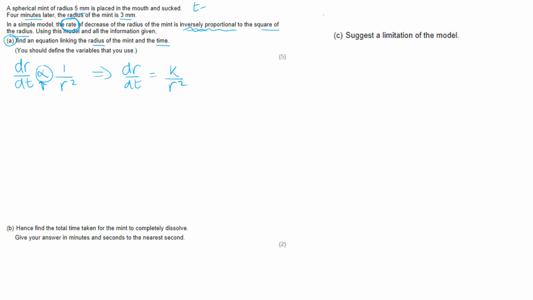Now we go back to the question. It's saying that when t is equal to 0, r is equal to 5, and when t is equal to 4, r is equal to 3. Now what we're going to do is solve this differential equation and have two unknowns and use the information to find it. So how do we solve a differential equation? We need to separate the variables and integrate.